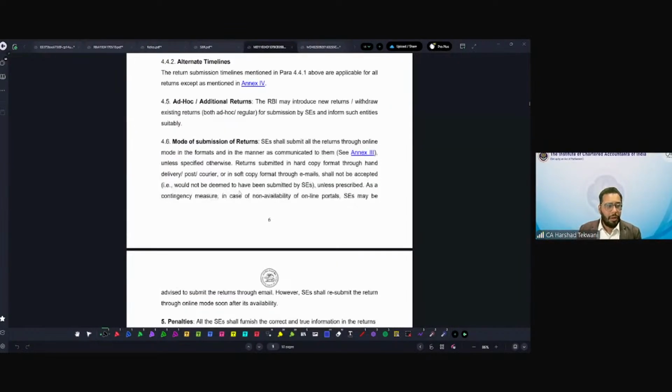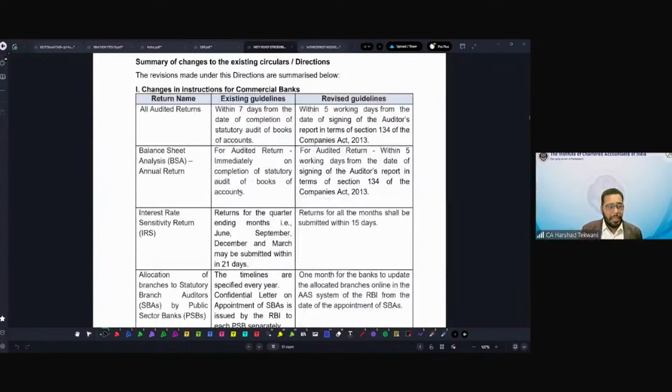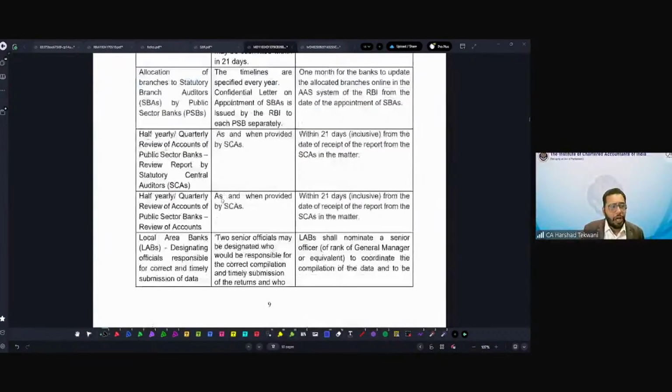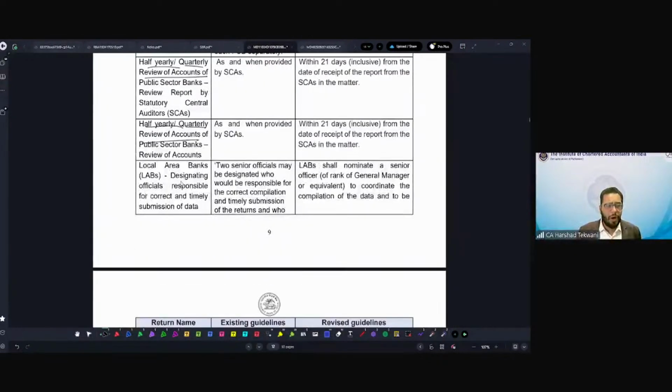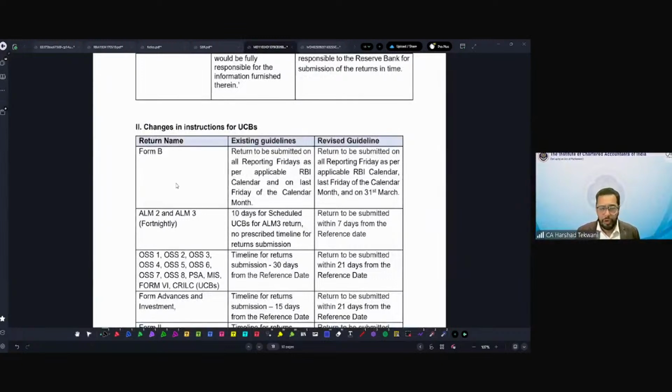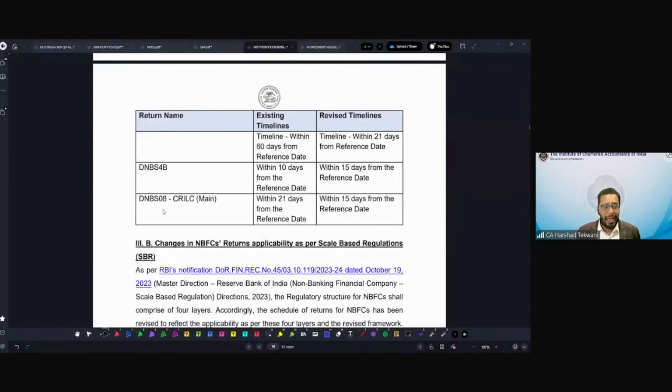See, there are audited returns which are audited by the auditor. These are balance sheet analysis, annual returns, interest rate sensitivity returns. A lot of things are there. Half yearly and quarterly review of accounts, local area related things. This is again Form B for UCBs. Then you have NBFCs. These are the returns I'm talking about, which are required to be filed. NBS 02, S4, S08. A lot of things are there.